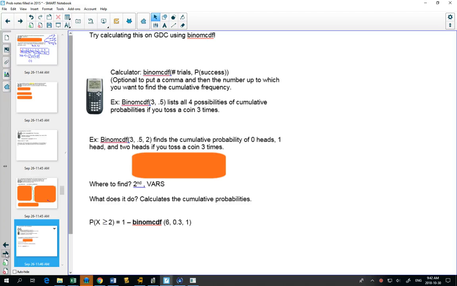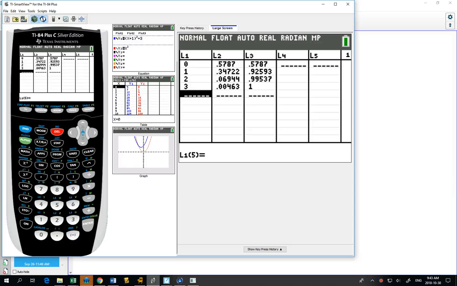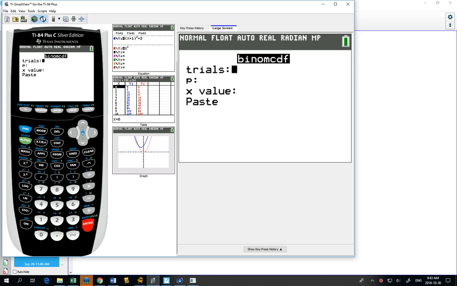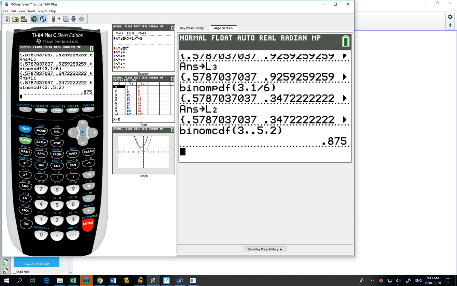So here's an example. Binomial CDF 3, .5, 2 says if you did 3 trials with 50% chance of success, like flipping a coin, it finds the cumulative probability of finding 0 heads, 1 head, and 2 heads all together if you toss that coin 3 times, which is 0.875. I'm assuming that's the numbers. I'm going to type it in just to make sure. The C stands for cumulative, and it's adding it up, of a distribution frequency. So we had 3 trials, our probability of success is 0.5, and we're calculating up to 2, 0.875.